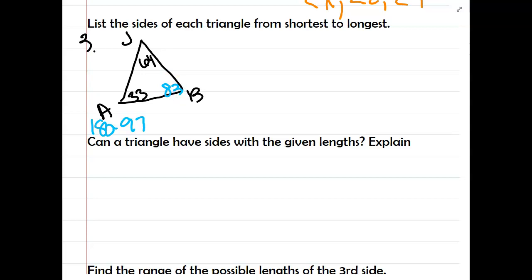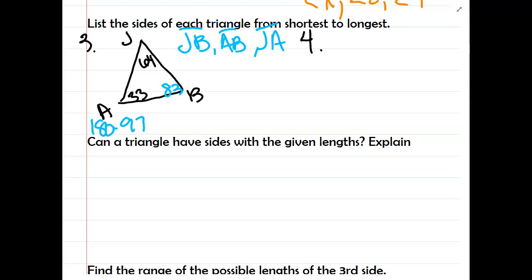So if I want to start with the shortest side, I need to find the smallest angle. What is the smallest angle? Angle A. And the side opposite of A, JB. Okay. My next angle would be J. The side opposite of J, AB. And then my last side would be that JA.